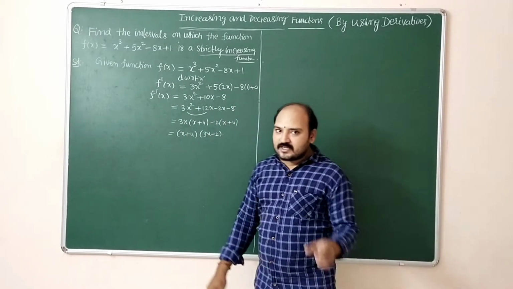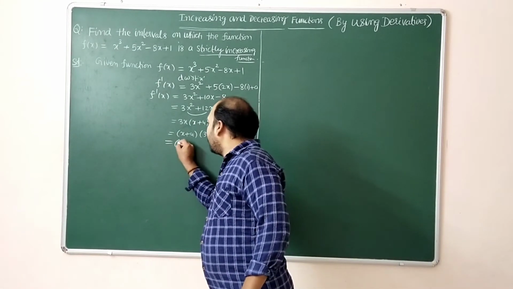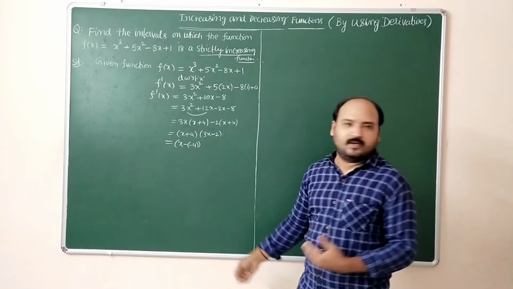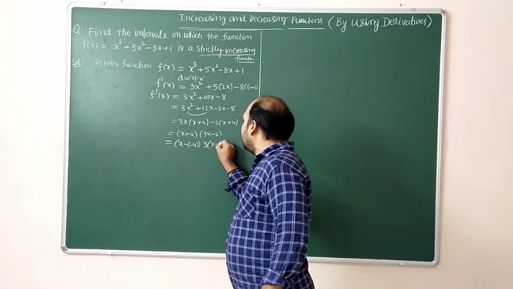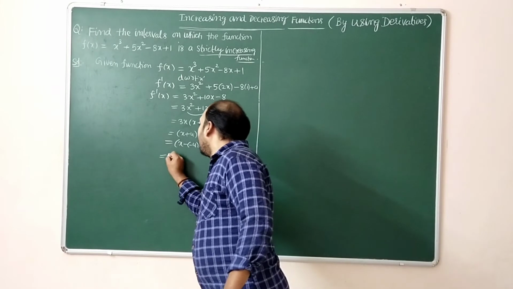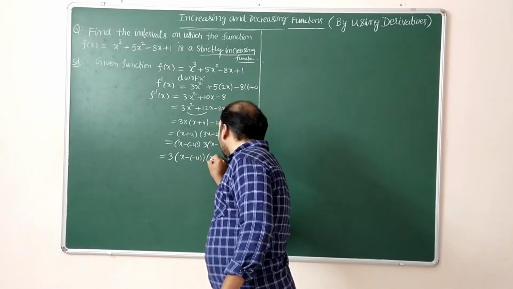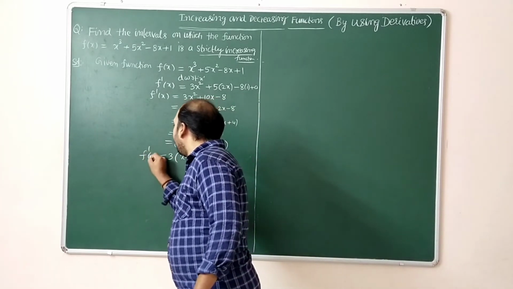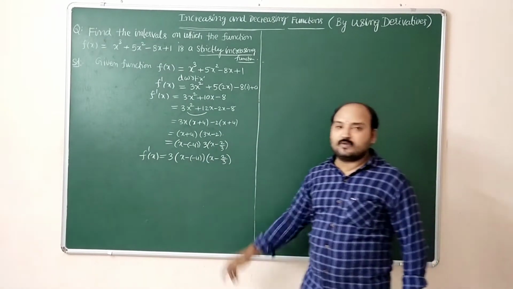But I want to write in the form of x minus alpha and x minus beta. So x plus 4 can be written as x minus of minus 4. Is it possible to write or not? We can. After that here also take 3 common, into x minus 2 by 3. So it will become 3 into x minus of minus 4 into x minus 2 by 3. This is the value of f dash of x. Even this is also f dash of x, but according to convenience, we are writing in that way.